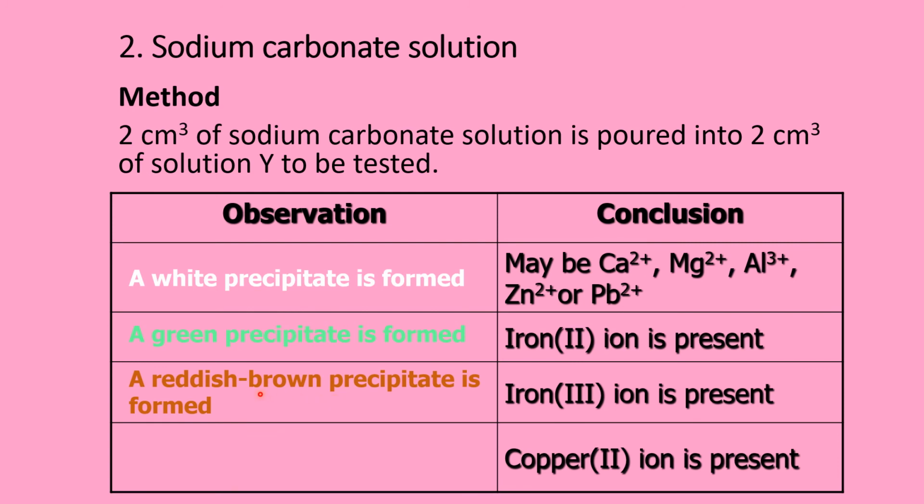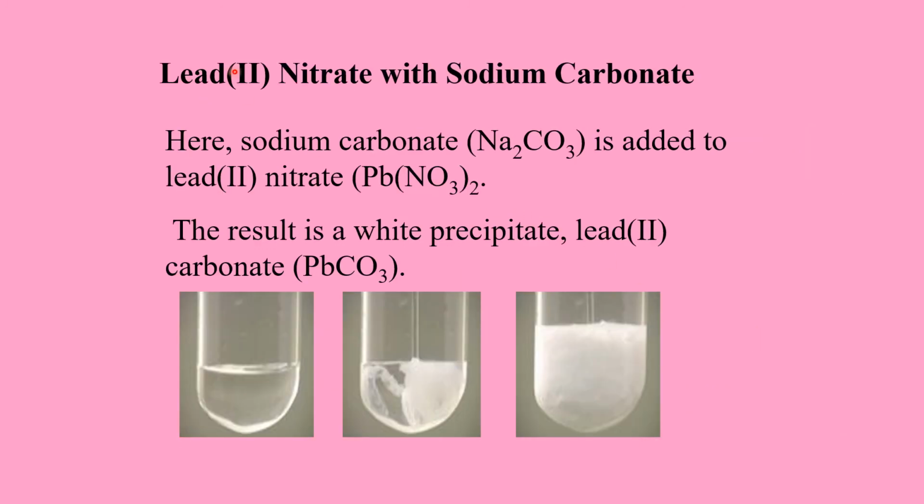If a brown precipitate, or reddish brown is also fine, is formed, iron(III) ion is present. If a blue precipitate is formed, it shows that copper(II) ion is present. Lead(II) nitrate with sodium carbonate. Here, sodium carbonate is added to lead(II) nitrate. So basically, we have lead(II) nitrate inside a test tube, added with sodium carbonate, a colorless solution. The result is a white precipitate, which is lead(II) carbonate.